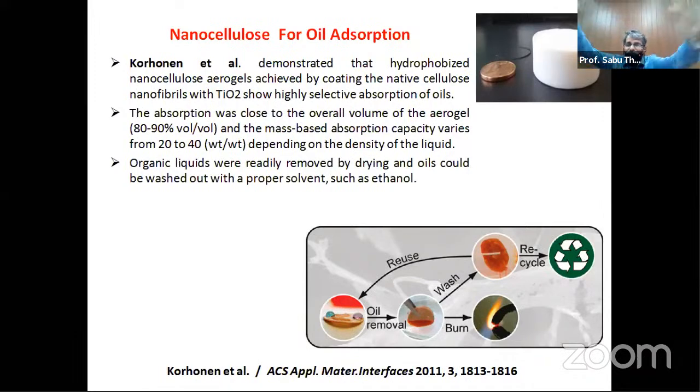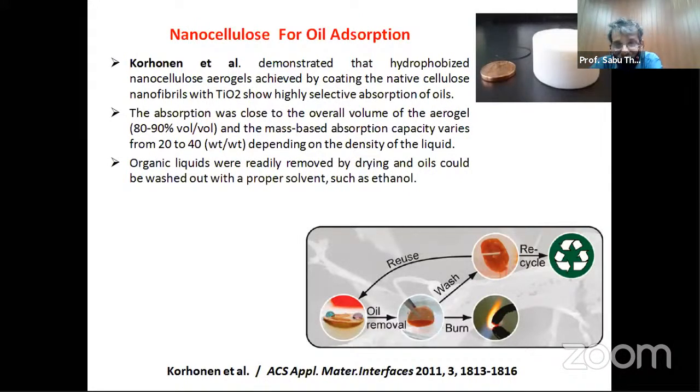Then they sprinkle this aerogel in the seawater. When you do that, look at this. This is the oil. All the oil was absorbed by the aerogel. If you're a chemist, you might ask a question. How can this cellulose absorb oil? Oil is hydrophobic. Cellulose is hydrophilic.